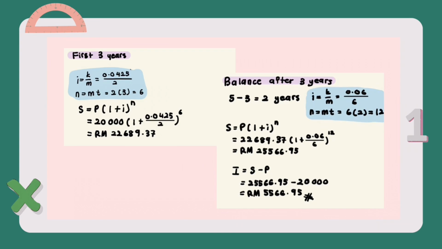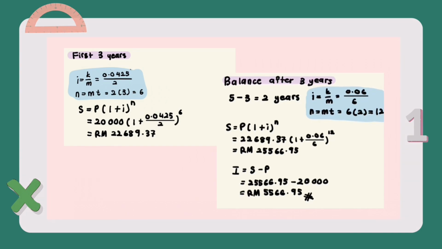So for the first 3 years, we need to find interest rate I and number of periods n. So I equal to k over m. So k is 0.0425 over 2. The answer is 0.02125. So we need to calculate n. N equal to m times t, where m is 2, t is 3. So 2 times 3 is 6.